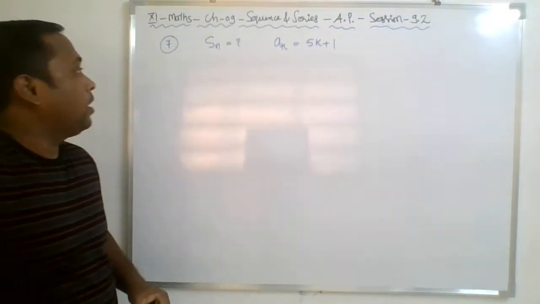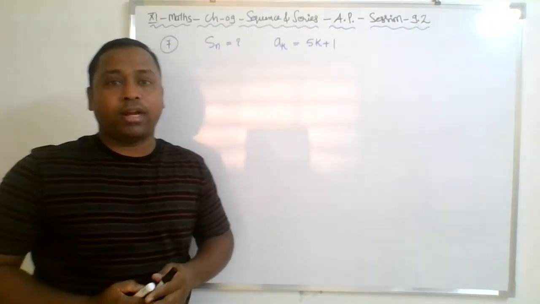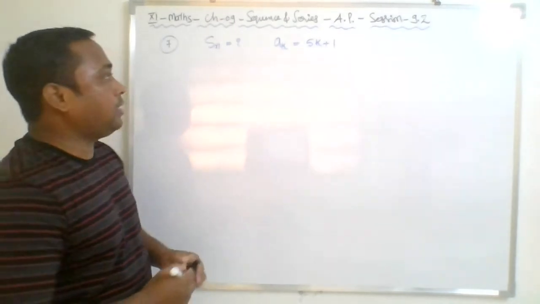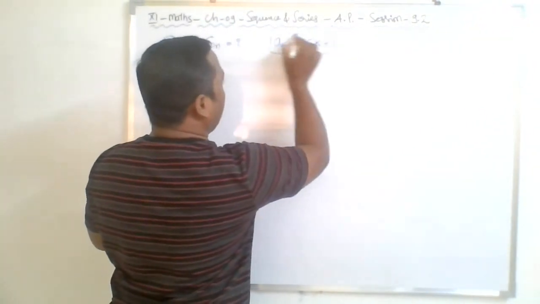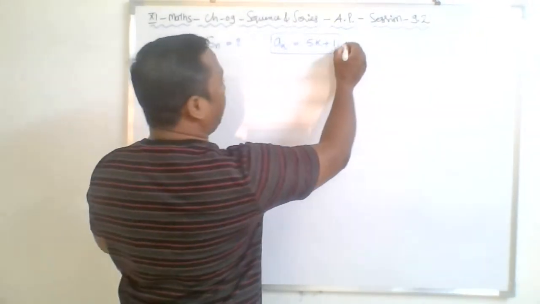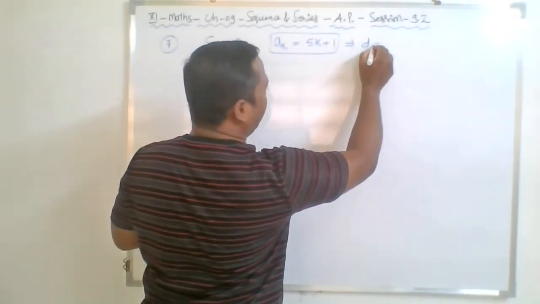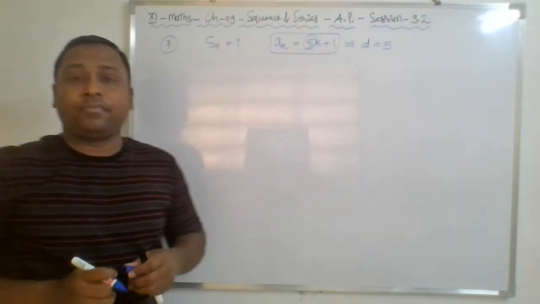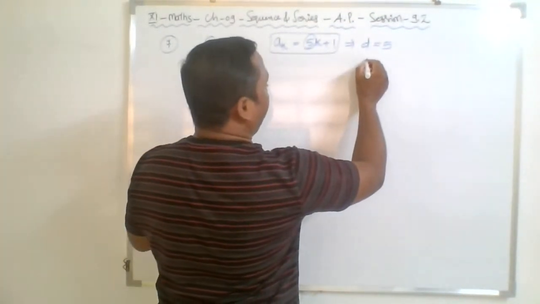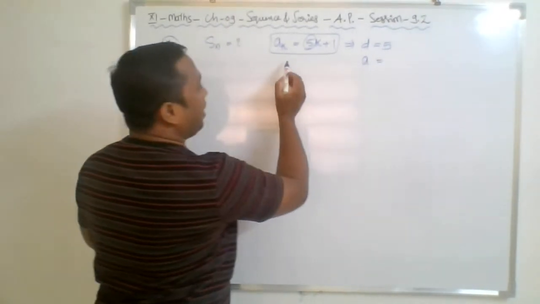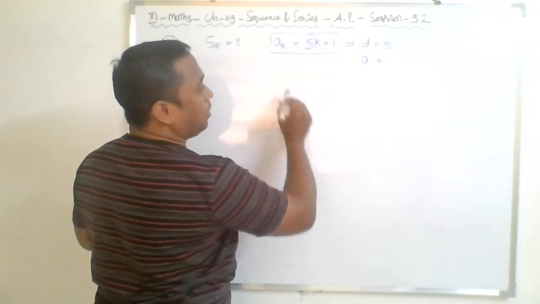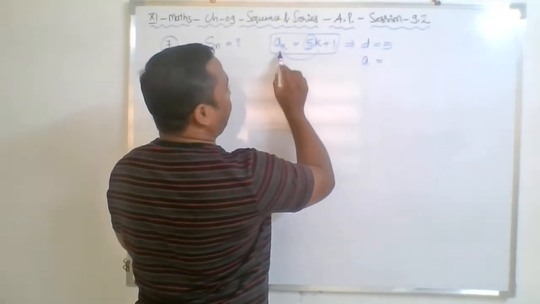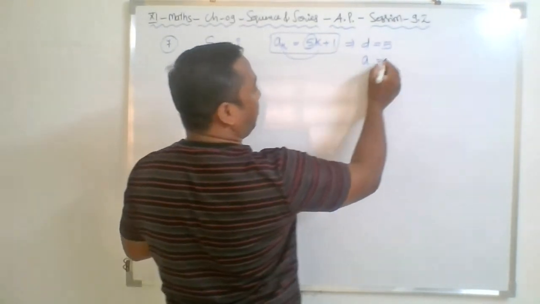Now see, to find Sn, I definitely require a and d, and that can easily be determined by observing this expression. As I told you, from the nth term formula, here you can see the degree is 1. Therefore, from this formula, if I want to read the common difference, that is simply the coefficient of k, that is 5. Get it? And to get the first term, I simply need to substitute k equal to 1. So a1 will be 5 into 1 plus 1, that is 6.